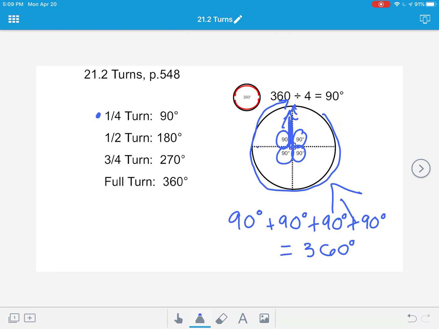So this list for you is going to be really important to have nearby so that you don't have to visualize this every time, and you can look at your notes and it will help you visualize. So make sure you have those 4 written down. A quarter turn is 90 degrees, a half turn is 180 degrees, a 3/4 turn is 270 degrees, and a full turn, or all the way around the circle, is 360 degrees.